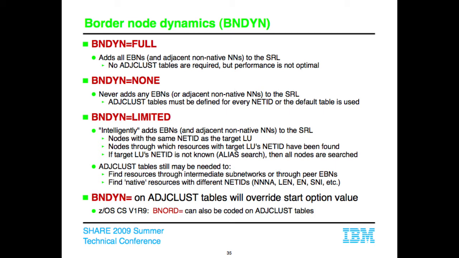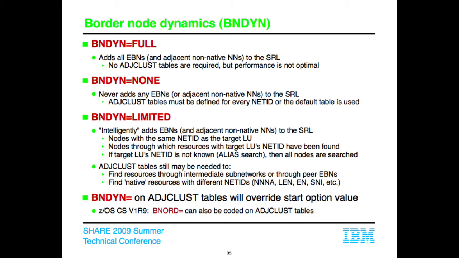If you're looking for a net B resource and you're in net C, there are no adjacent border nodes that are in net B. So you're not going to find the target resource using limited searching, border node dyne equals limited, unless you tell him you got to go through net A to get to net B and put the net A border nodes in the net B adjacent cluster table. All right, we'll talk about this a little bit more also.